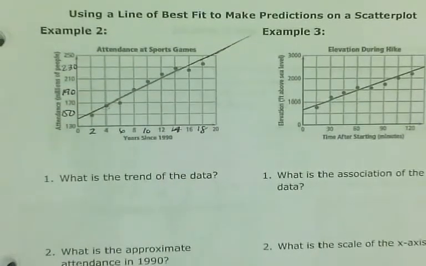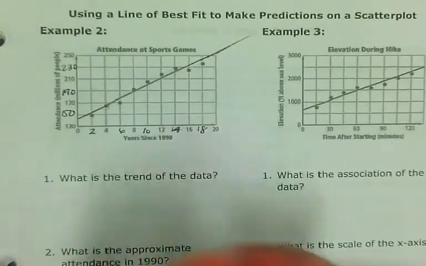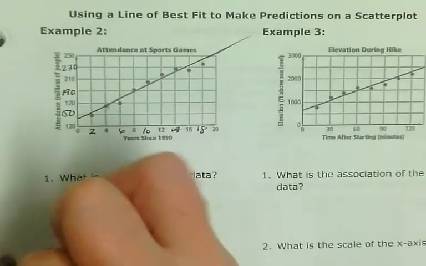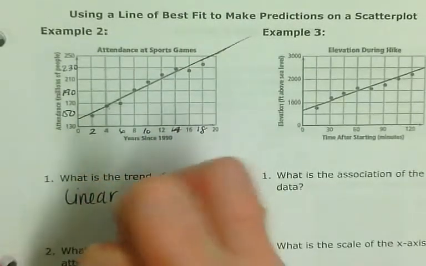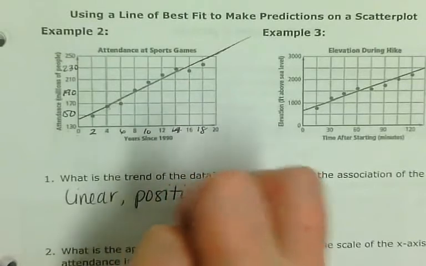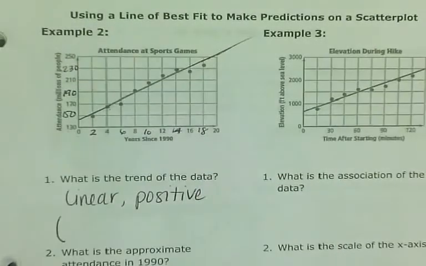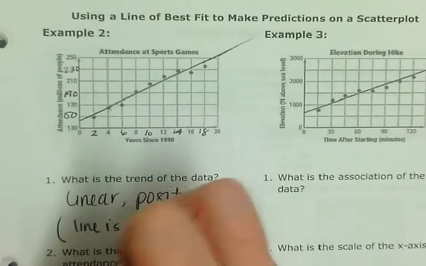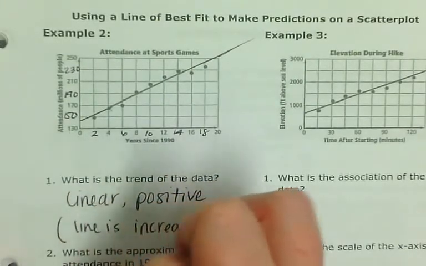Okay, so we've already talked about what is the trend or the association or the correlation here. Is it linear, nonlinear, or none? Linear. It's linear and it is positive. Good. And earlier we said on that negative the line was decreasing. So what could we say here? It's increasing.